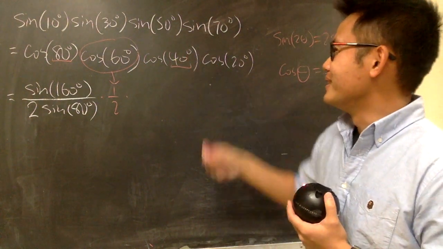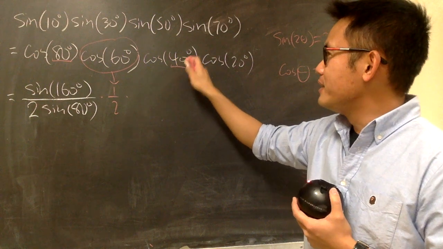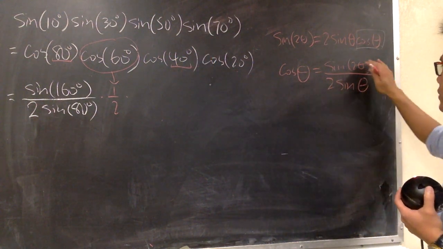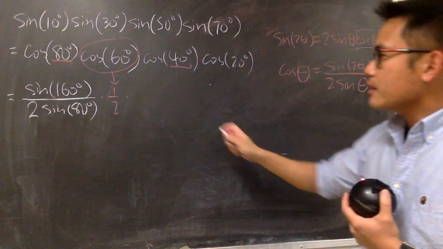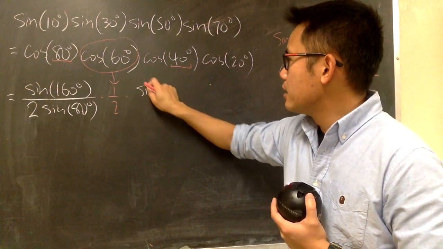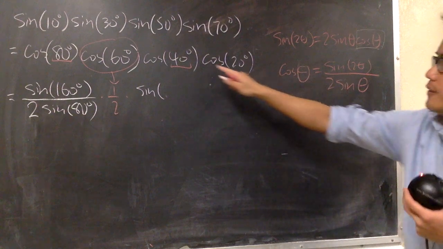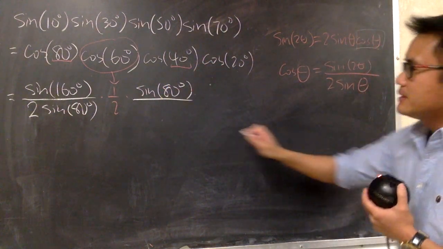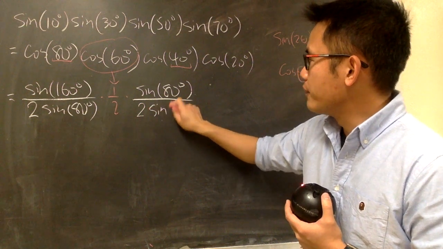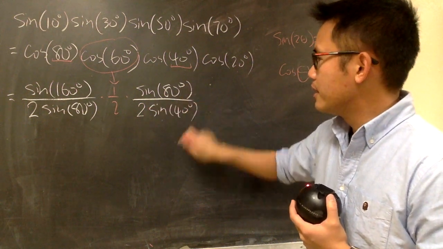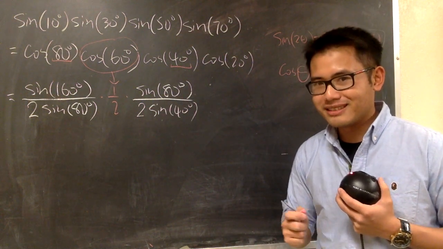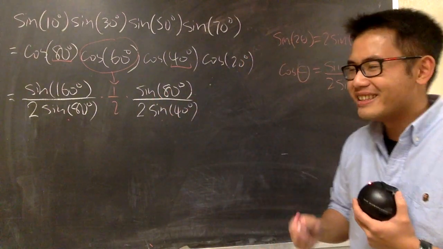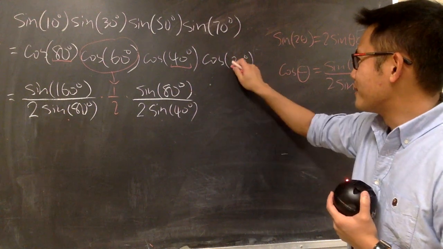Okay, let's do this right here. Cosine of 40 degrees, that means theta is 40 in this case, right? 40, so I'll plug in 40 and 40 there. I will get sine of 2 times 40, which is 80 now, over 2 times sine of this angle, which is 40. Do we see what happens? This and that, they are the same. We can cancel them out, right? But let's write this down first as well.